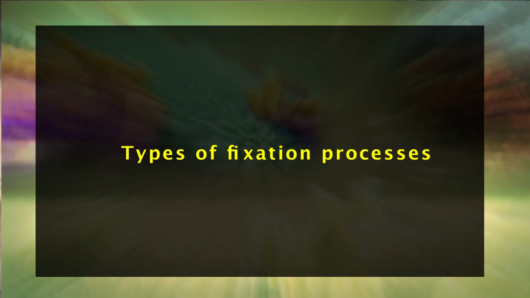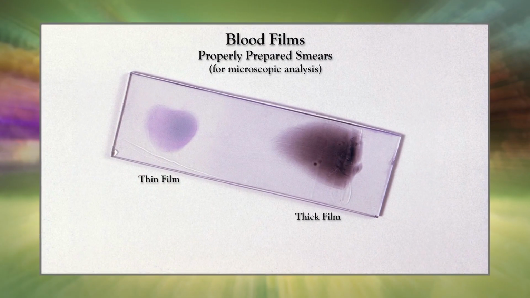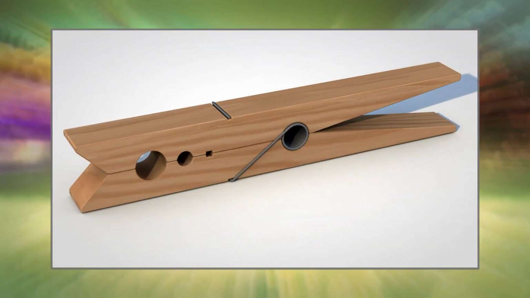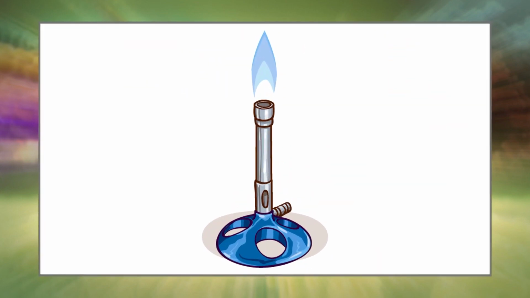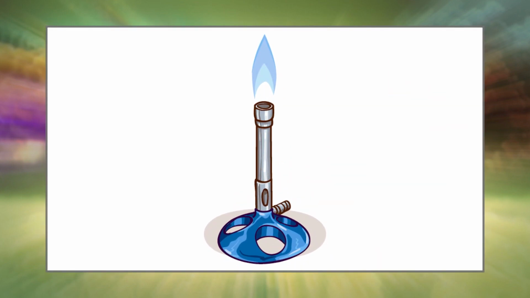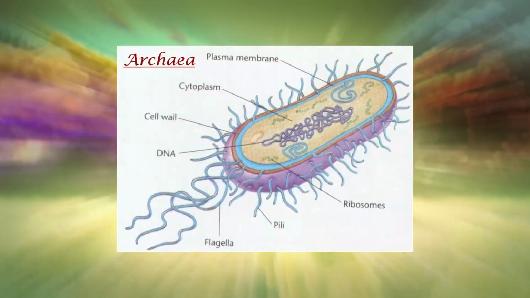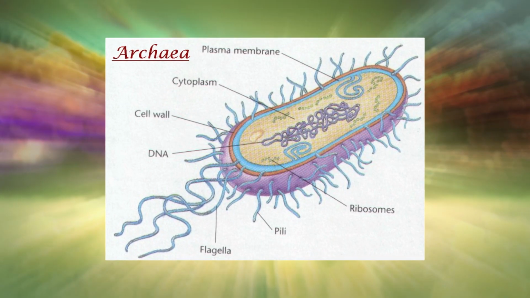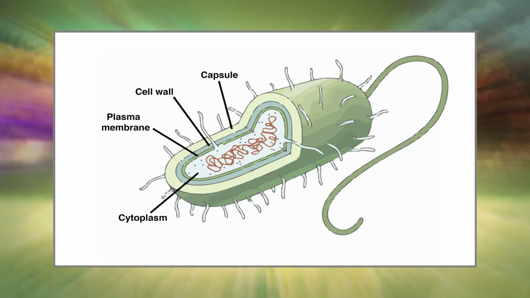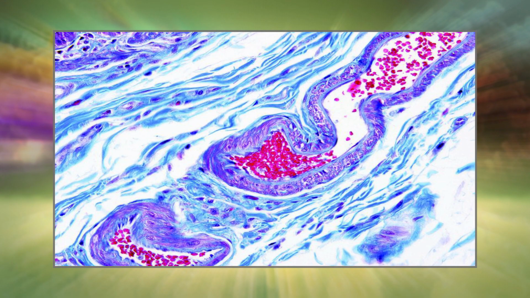Now moving to the types of fixation processes. There are generally three types of fixation processes depending on the initial specimen. Heat fixation. After a smear has dried at room temperature, the slide is gripped by tongs or a clothespin and passed through the flame of a Bunsen burner several times to heat, kill and adhere the organism to the slide. Routinely used with bacteria and archaea, heat denatures the proteolytic enzyme and prevents autolysis. Heat fixation cannot be used in the capsule stain method, as heat fixation will shrink or destroy the capsule, and it cannot be seen in the stains.